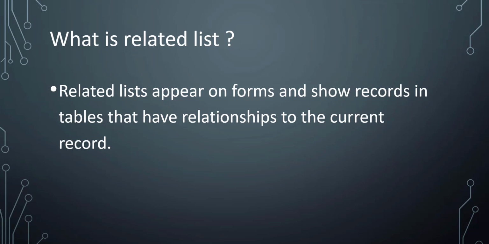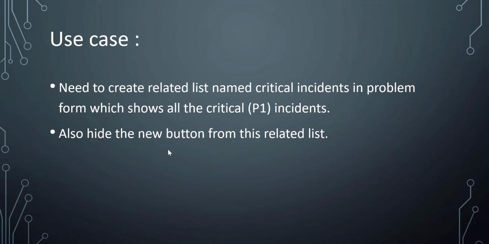To implement this, we take one use case today. The use case is to create a related list named critical incidents in the problem form, which shows all the critical incidents, meaning P1 incidents, and also hide the new button from that related list. So we have to create one related list in the problem form, its name is critical incidents, and we show only P1 incidents.